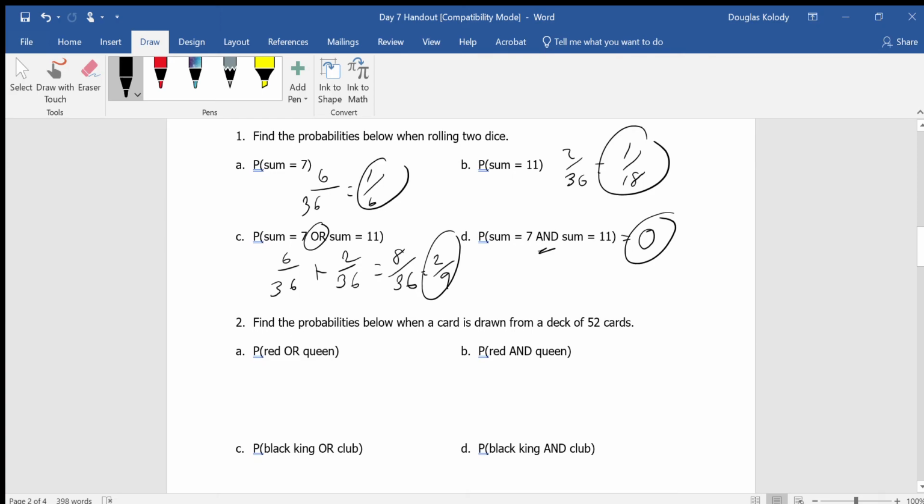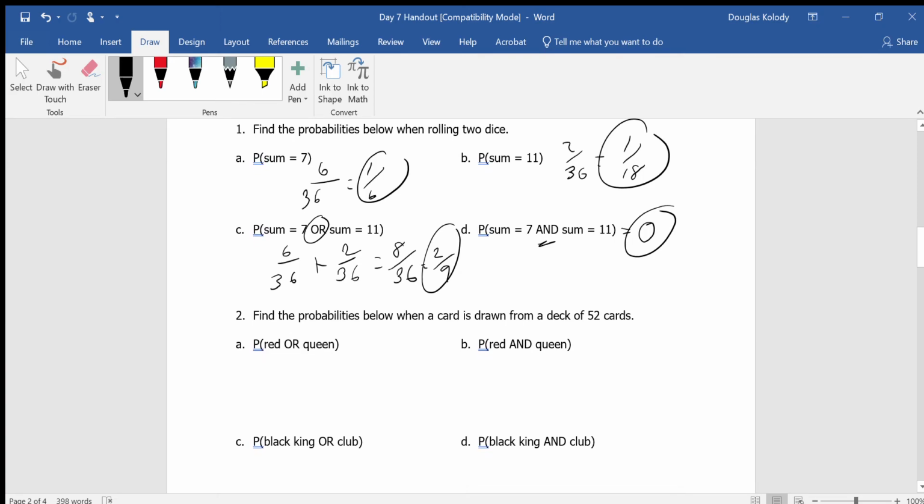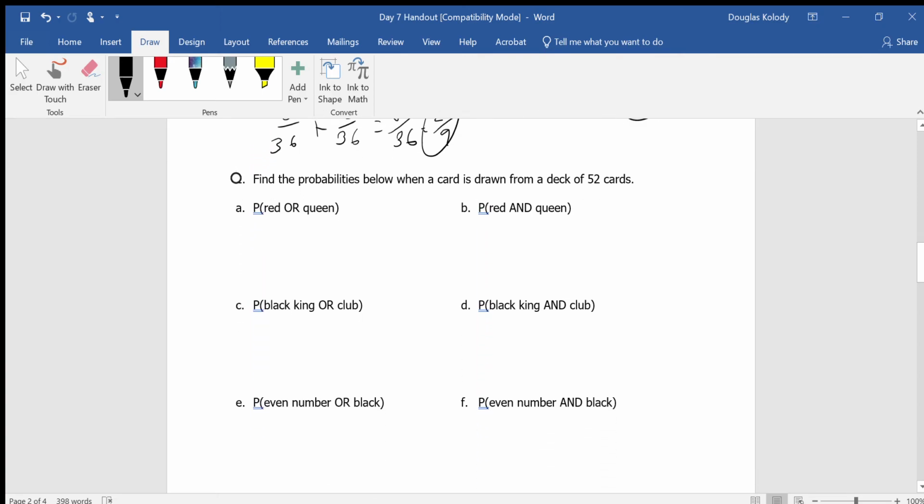All right, pause the video, replay it if you need more time looking at it. We're going on to number 2. Now we're looking at our reference sheet at the card distribution. What's the chances that a card could be both a red or a queen?